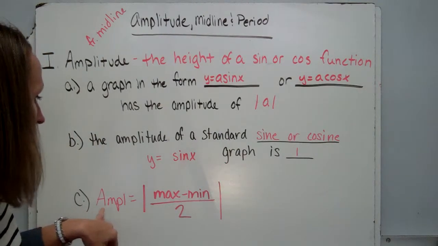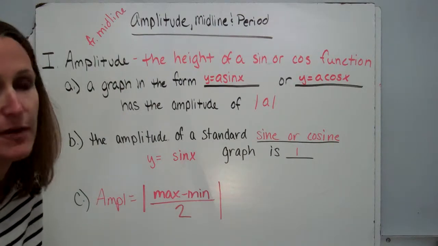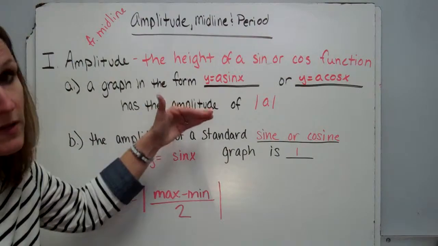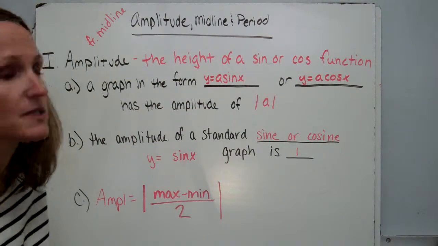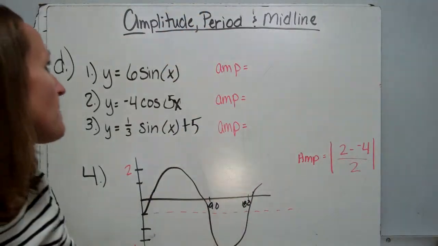The formula for amplitude is actually the max minus the min divided by 2. So if you don't just read it off of there, you can always look at where the top of the graph is and the bottom of the graph is and divide it by 2. So let's look at some examples.